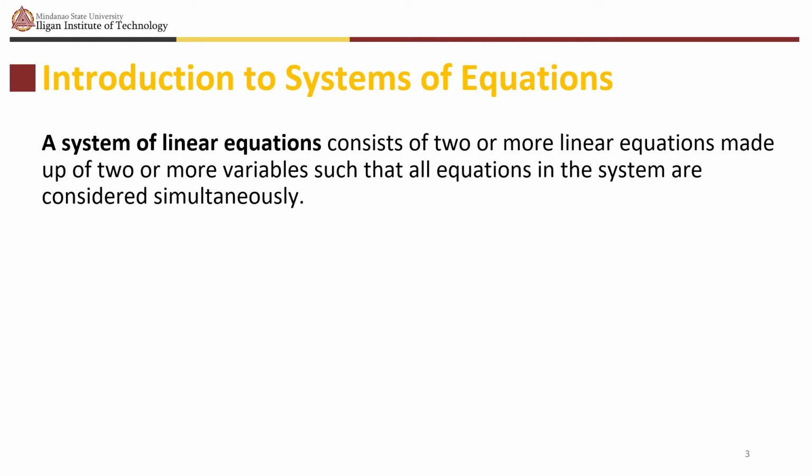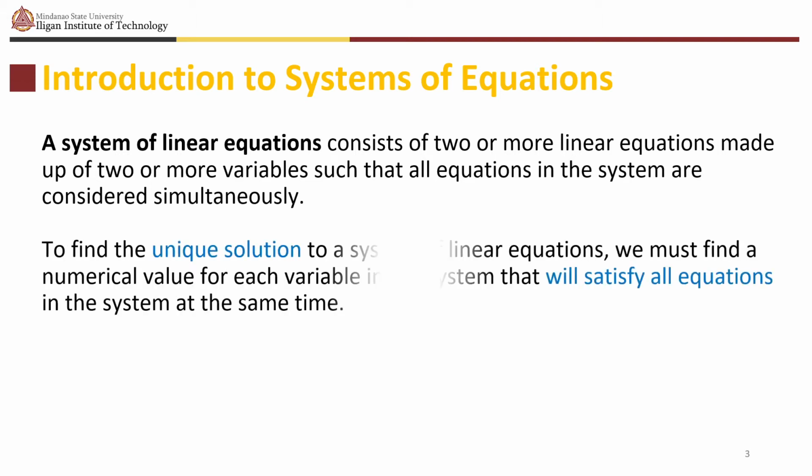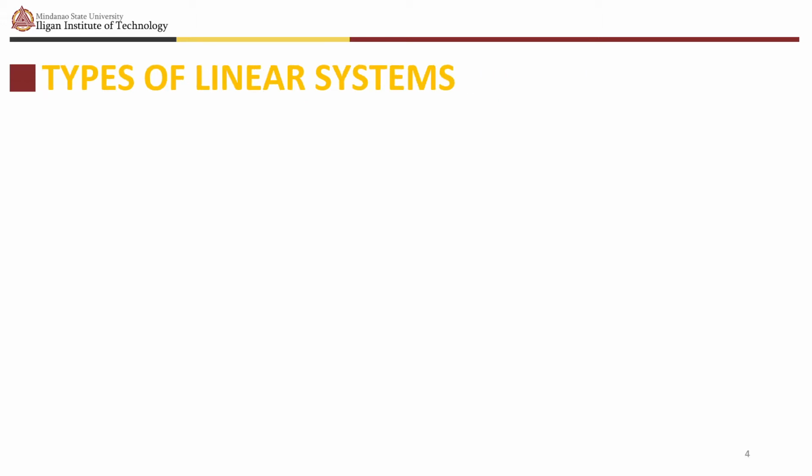So what is a system of linear equations? It actually consists of two or more linear equations made up of two or more variables such that all equations in the system are considered simultaneously. So our aim is to find the unique solution to a system of linear equations that will satisfy all equations in the system at the same time.